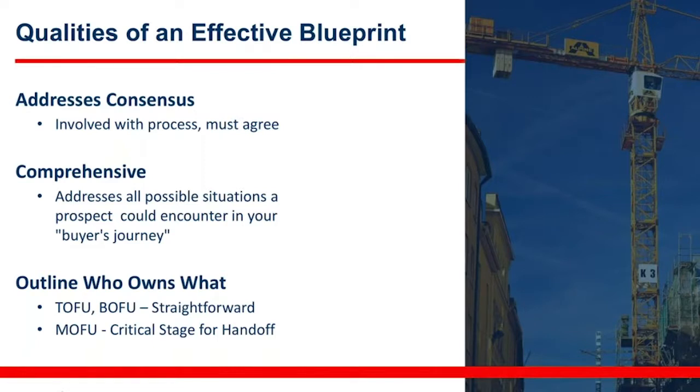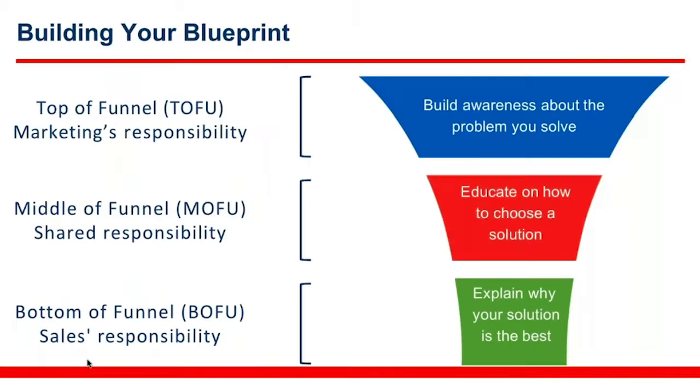Next, your blueprint needs to be comprehensive. So it has to address all the different scenarios that a prospect can encounter. Here at FunnelWise, we have a qualification stage, our MQL stage, and we know not every lead that hits that qualification stage moves into a sales opportunity. So our blueprint has to take into account that people are going to leak out of that MQL stage and move into our nurture stage, where marketing is going to keep re-engaging them to hopefully move them back to qualified. And the last quality is that your blueprint has to outline who owns what. I'm going to talk about that a little bit more on my next slide.